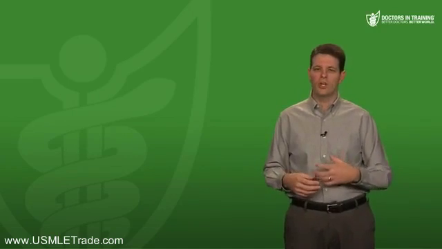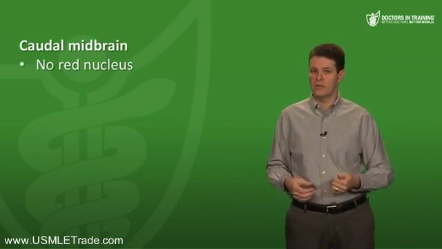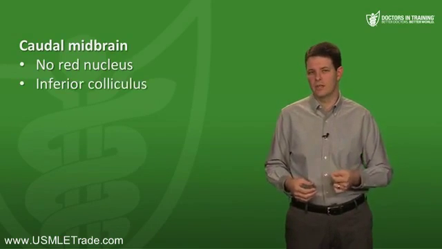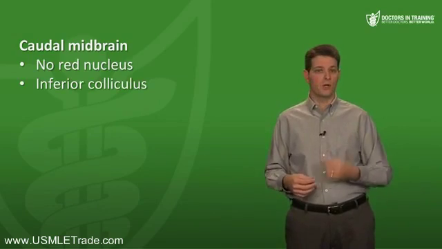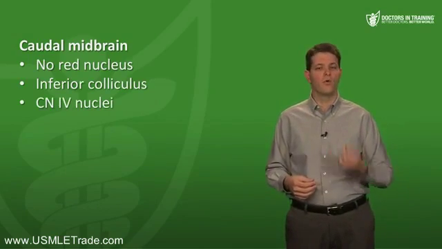Now, we don't have a drawing of the caudal midbrain, but again, you can identify the caudal midbrain because you won't see the red nucleus, and then instead of the superior colliculus, you're going to have the inferior colliculus in the caudal midbrain. And instead of cranial nerve 3 nuclei, you're going to have the cranial nerve 4 nuclei. Next up is the pons.